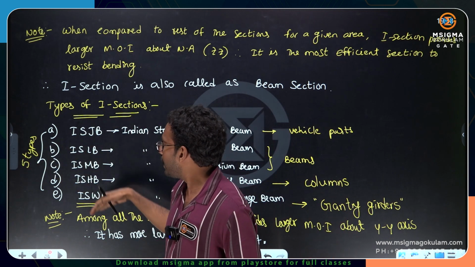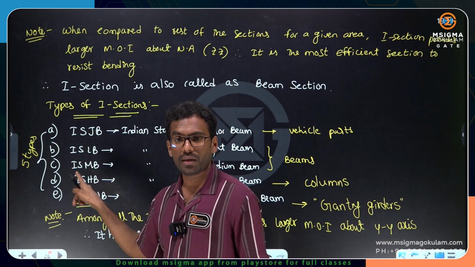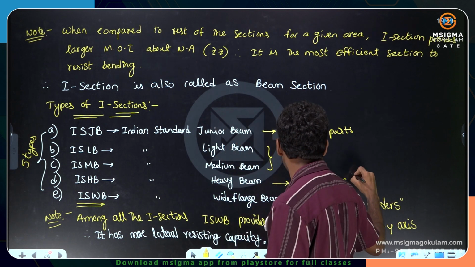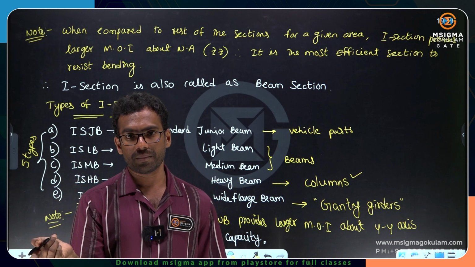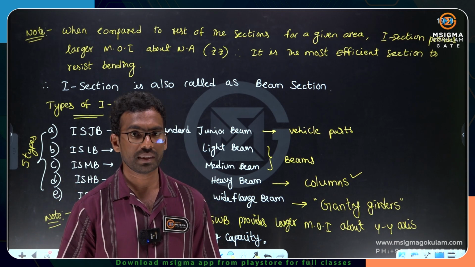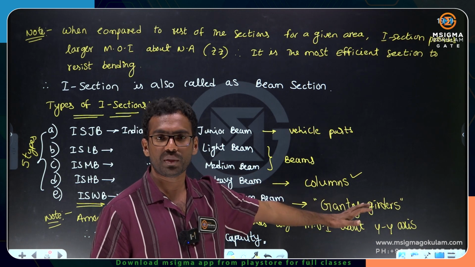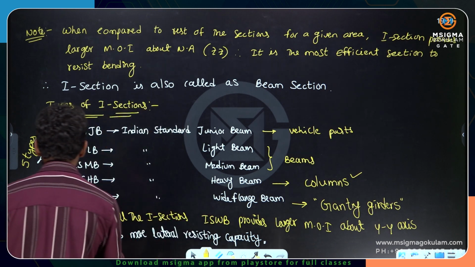Among all these 5 I sections, ISHB is the only section which has the highest radius of gyration. Hence, it carries the heaviest load, the highest compression capacity. That's why ISHB sections are provided as columns. I hope it is clear to everyone. Okay, now let us move forward.